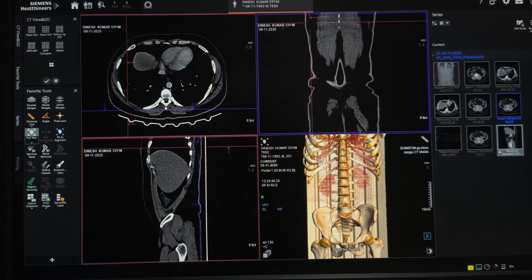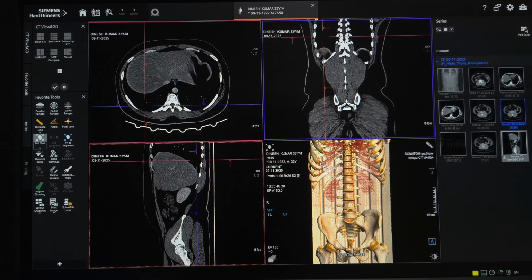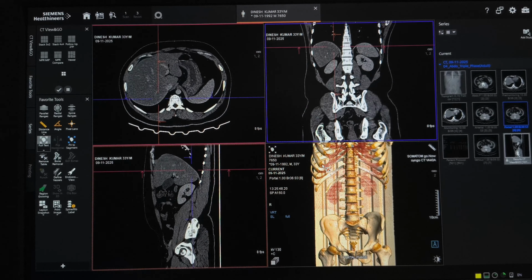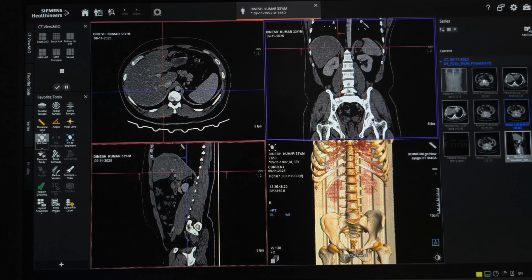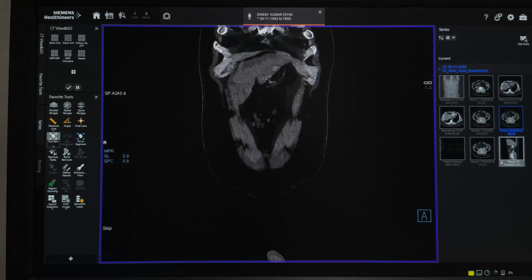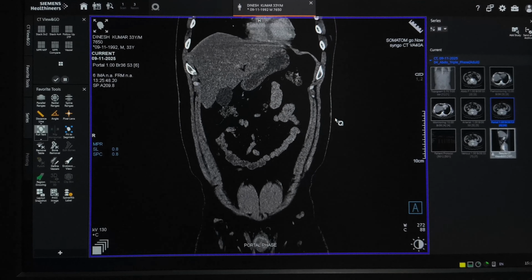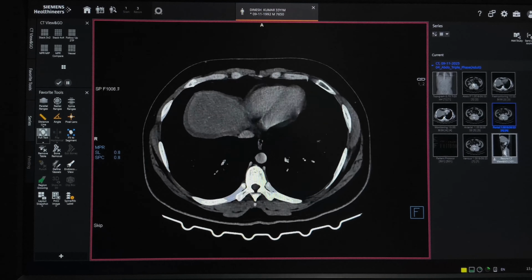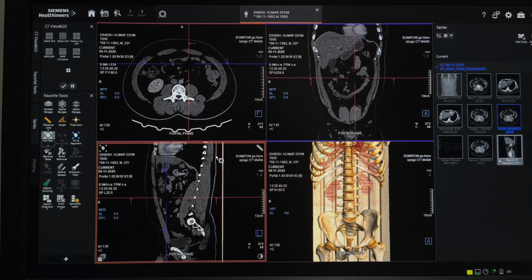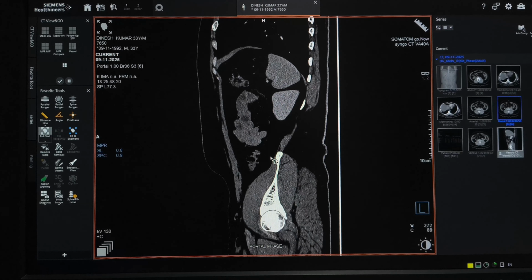Portal timing is not fixed. Some scanners might capture it at 40 to 50 seconds, depending on patient circulation, body size, injection speed, and scanner algorithm. So timing varies from patient to patient. Portal phase completed.